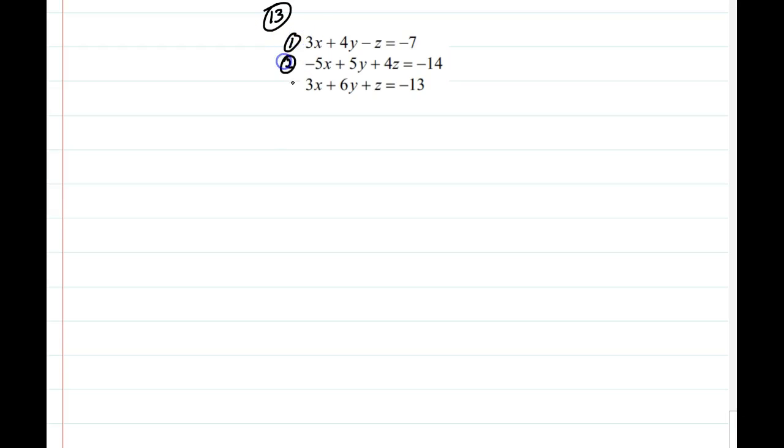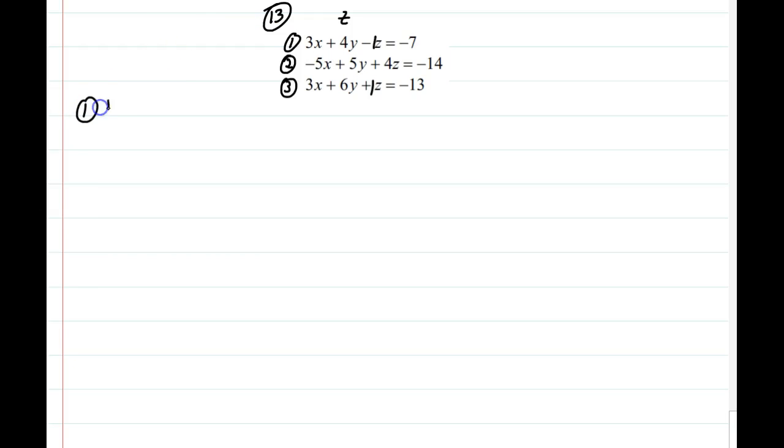Alright, so first thing I'm going to do is label my equations: 1, 2, 3. Now I'm going to look at these and figure out which one is the best one to work with, which one's going to be the easy variable. The x's aren't too bad. We have positive, negative. I'm not going to work with the y's. But if you look at the z's, the thing that really makes an easy variable is having a 1 in front. So since these both have 1's, I'm going to eliminate the z's. So that's the variable I'm going to work with.